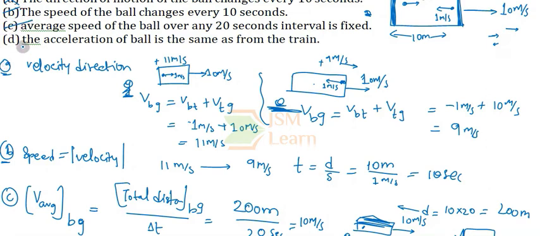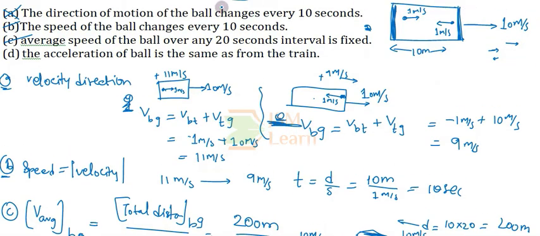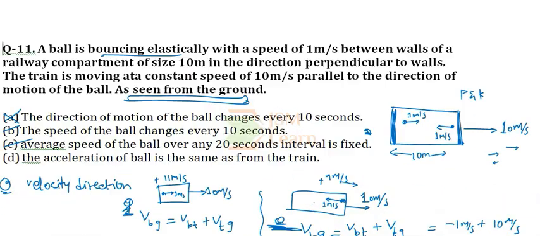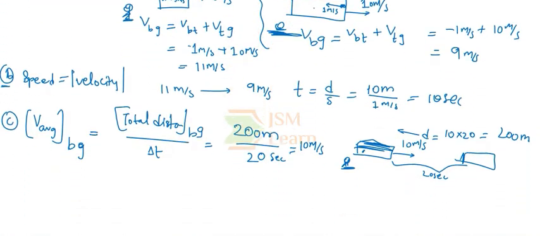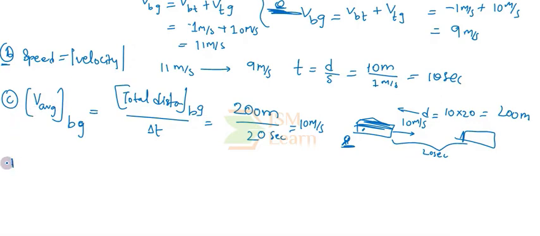Option C is true. Coming to option D, the acceleration of the ball is the same as seen from the train. We won't understand this unless we attach the above as seen from the ground. So we have to attach that as seen from the ground. The acceleration of the ball, as seen from the ground, is the same as from the train. So first, let us write it in formula form so that we'll be able to understand it very clearly. As seen from the ground.